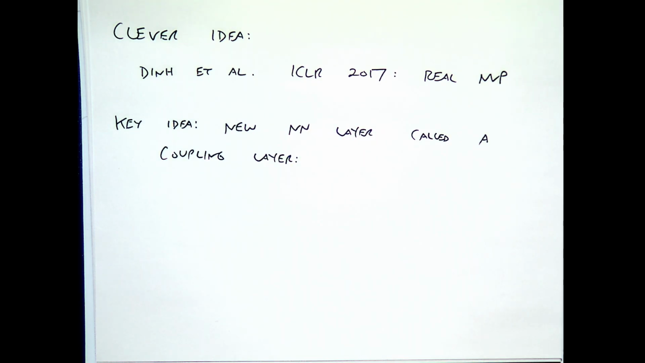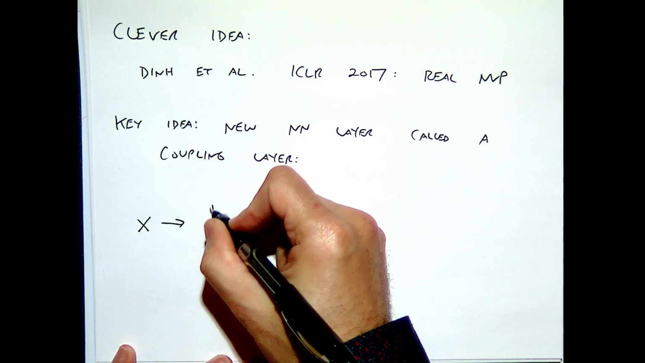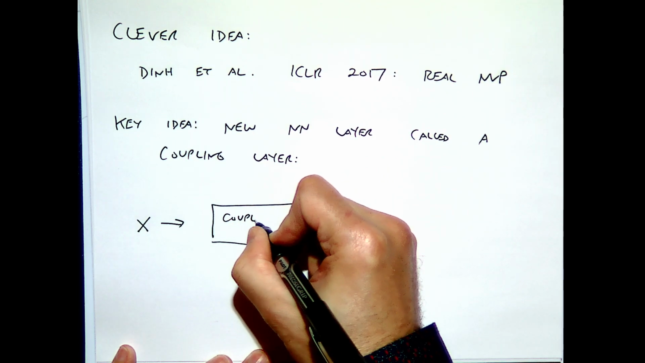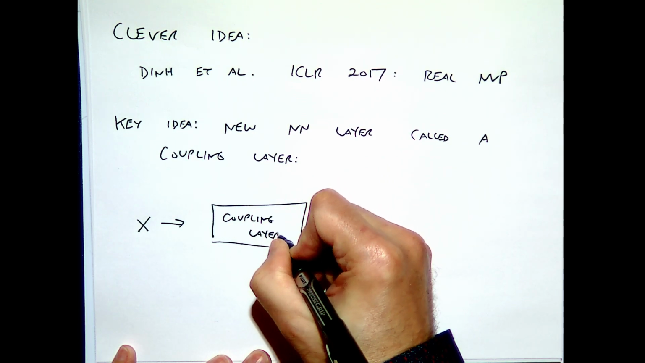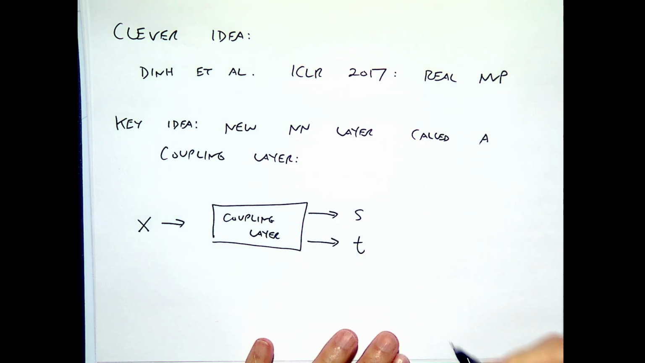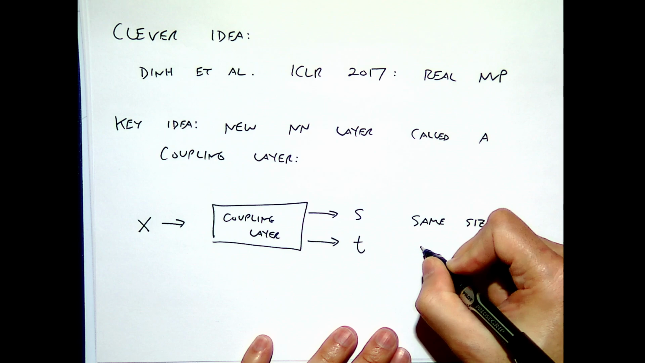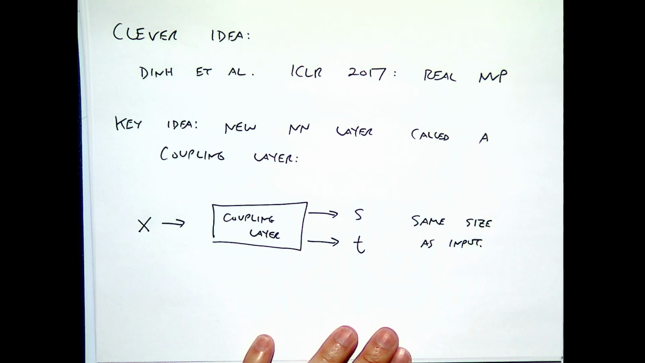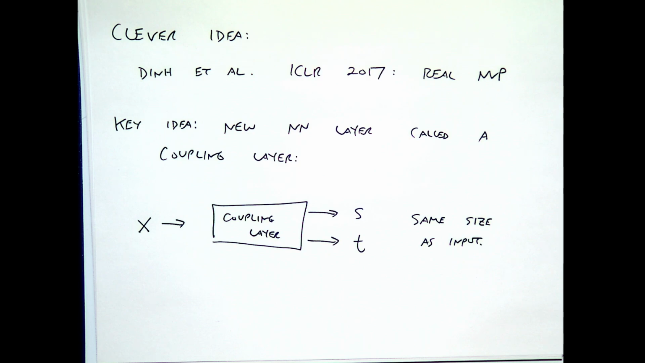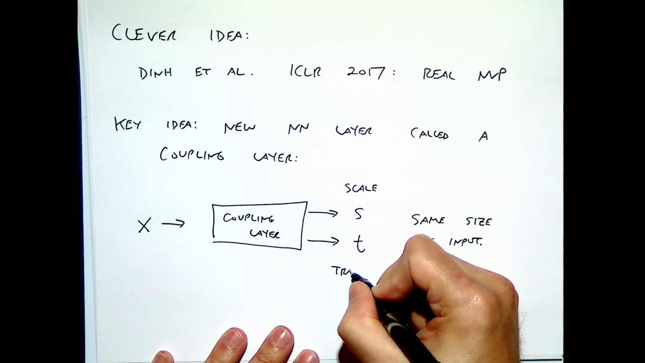And what this network does is it basically produces a scale factor and a translation value for each element of its input. Okay? So it's like saying I have some input comes in, it goes through a coupling layer, and what comes out are two other vectors, s and t, that are the same size as the input. Okay? So it's basically producing a scale value and a translation vector.